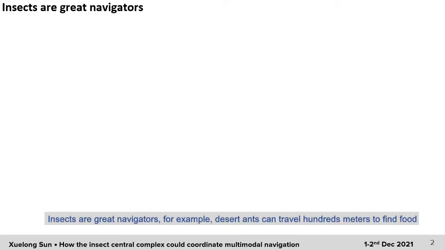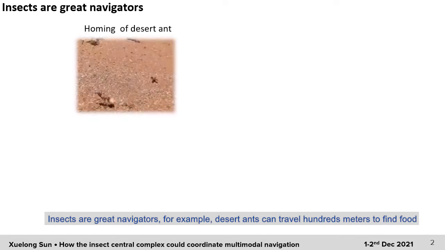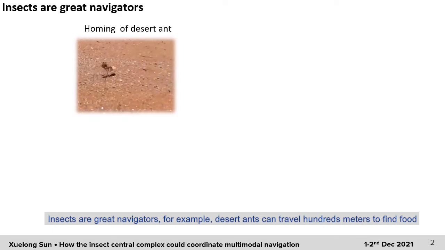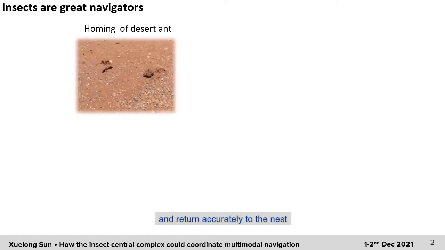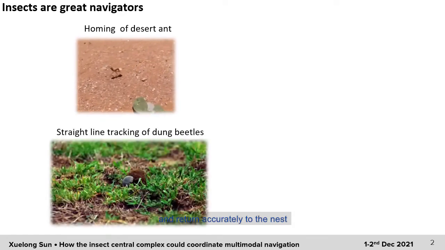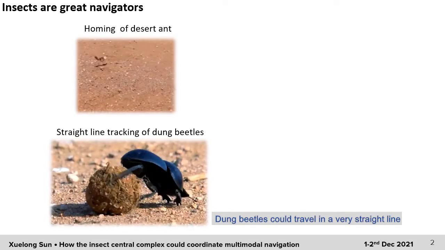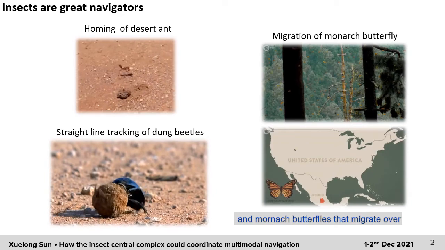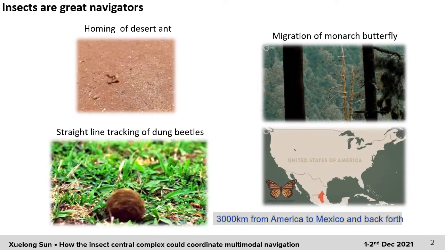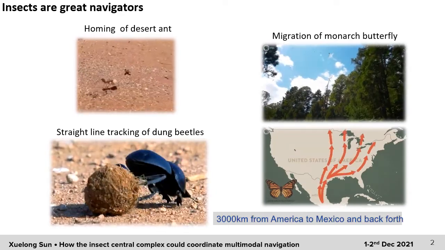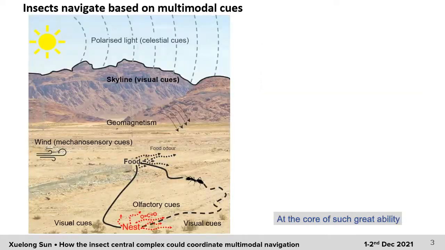Insects are great navigators. For example, desert ants can travel hundreds of meters to find food and return accurately to the nest. Dung beetles can travel in a very straight line, and monarch butterflies migrate over 3,000 kilometers from America to Mexico and back. At the core of such great ability lies the use of different cues available in their living environments.